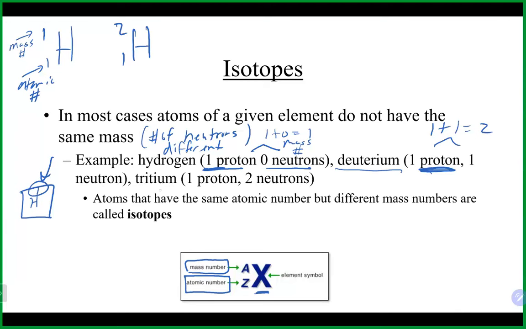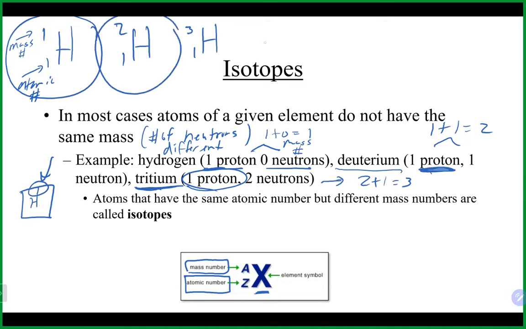Once again, tritium doesn't sound very much like hydrogen, but I do know it is hydrogen because it has, again, 1 proton, which means when I go to the periodic table, it is still hydrogen that I'm going to use. And now in this case, we have 2 plus 1, which is 3 for our mass number. So this is the hydrogen symbol, deuterium symbol, and tritium symbol with both the mass number and the atomic number.